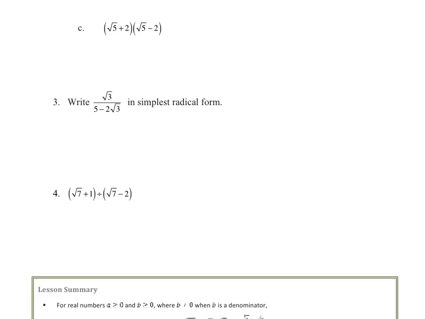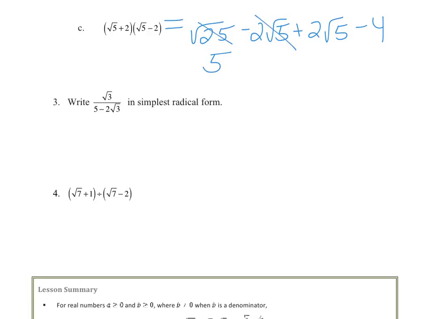All right, hopefully for letter C, you ended up with radical 25 minus 2 radical 5 plus 2 radical 5 minus 4. Square root of 25 is 5. The middle guys cancel out. Minus 4. The final answer is 1. So hopefully you're realizing that every time you do double distributive property to two binomials that are conjugates of each other, the two terms in the middle will cancel out. And now we know that when we have radicals and multiply by the conjugate, the radicals will cancel out. We no longer have a radical.